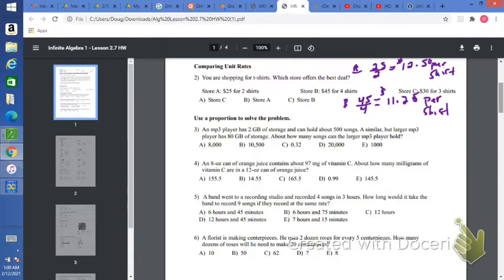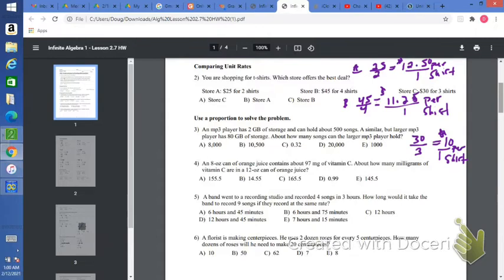So $12.50 per 1 shirt, $11.25 per 1 shirt. Okay, and then finally, store C, we have $30 for 3 shirts. Notice we set up all 3 of these as ratios. And 30 divided by 3 is going to give us $10 per shirt, or $10 for 1 shirt.